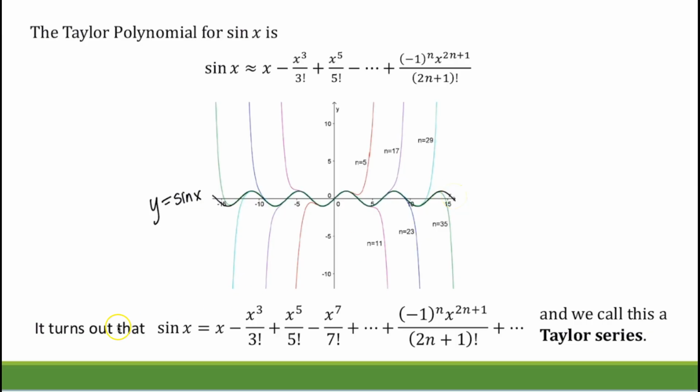Well, it turns out that sine x is exactly equal to x minus x cubed over 3 factorial plus x to the fifth over 5 factorial, and so on, as long as it goes on forever. So the main difference here is that we have an infinite series, a polynomial-like function, except that it goes on forever. And so we call this the Taylor series now. So the sine function is no longer approximately, but it is exactly equal to this series that has infinitely many terms.